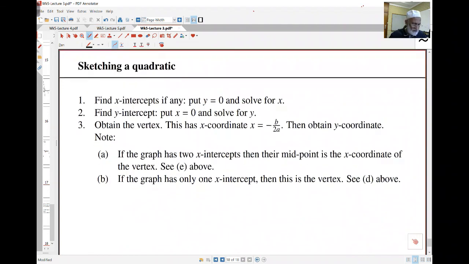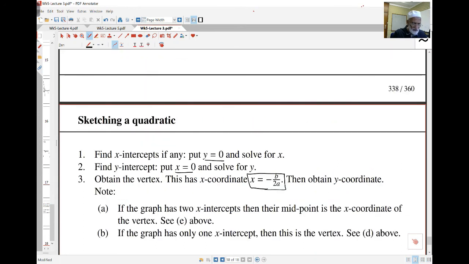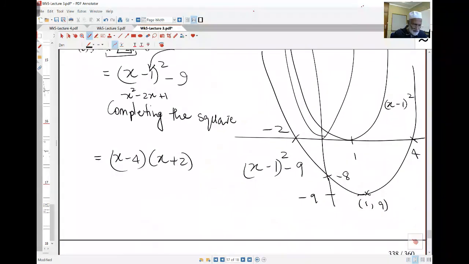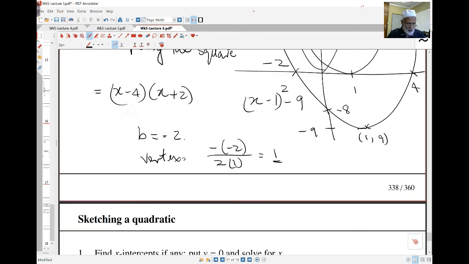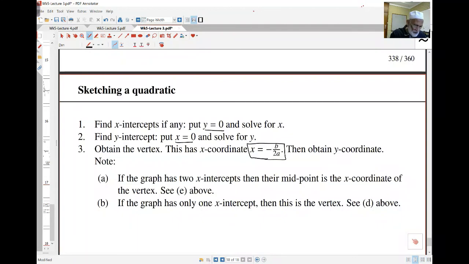Sketching quadratics, just in general here, we're going to find the intercepts. Put y equals 0, that gives me the x-intercepts. Put x equals 0 and solve, you get the y-intercept. To obtain the coordinates of the vertex, the x-coordinate is always negative b on 2a. We saw this before. Here, b is negative 2, and so the x-coordinate of the vertex is negative b on 2a, which comes to 1. Once I have the x-coordinate, I can put that back in the equation and work out the y-coordinate.